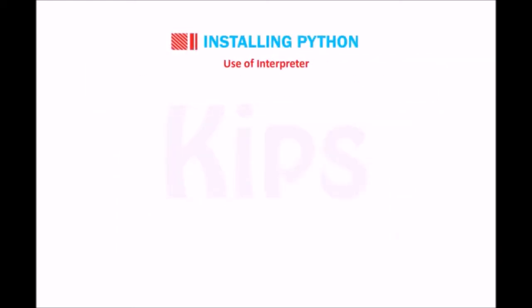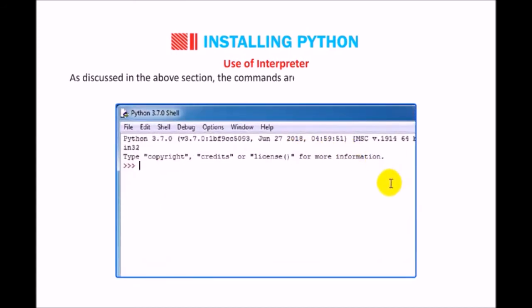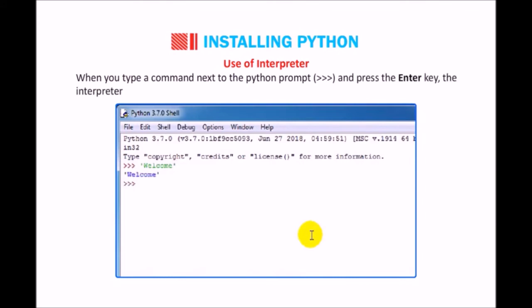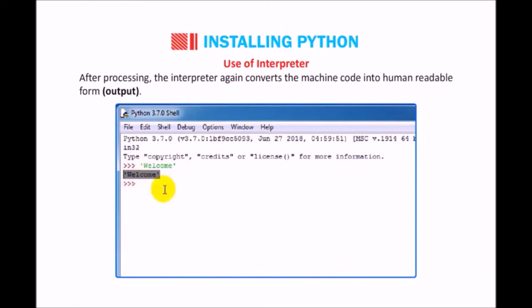Use of interpreter. As discussed in the above section, the commands are executed line by line in the interactive mode of Python. When you type a command next to the Python prompt and press the Enter key, the interpreter converts the command into machine language. After processing, the interpreter again converts the machine code into a human-readable form. Output.